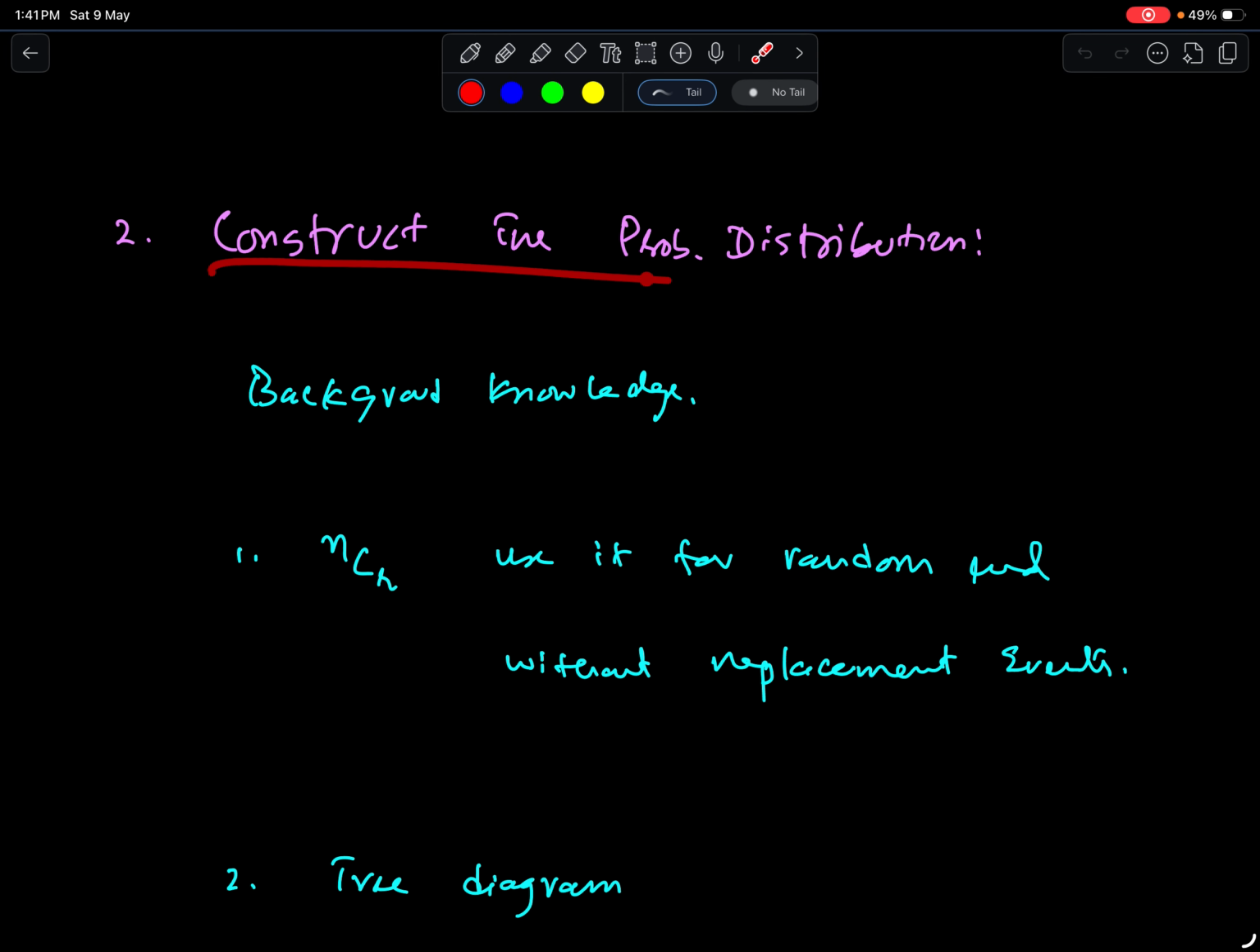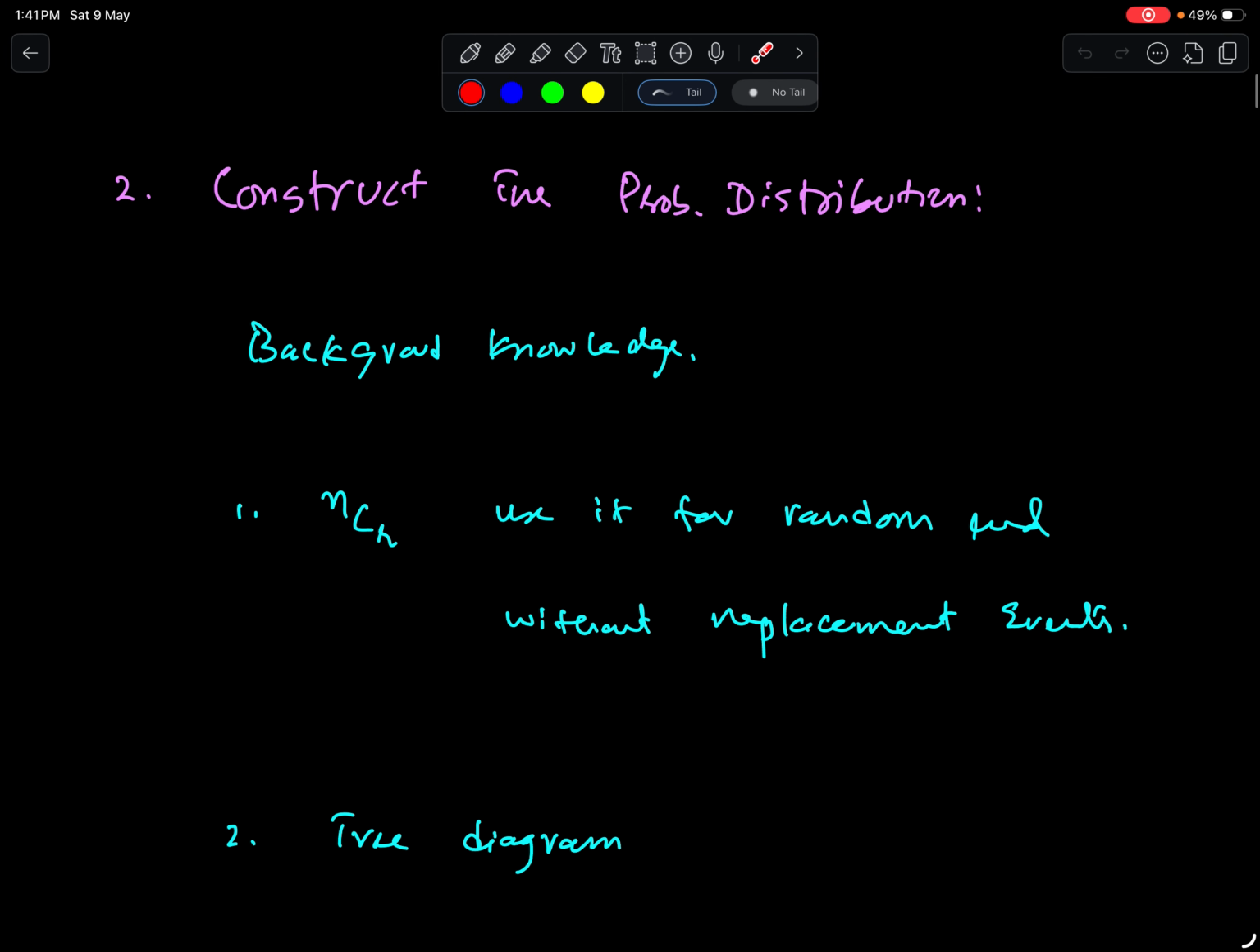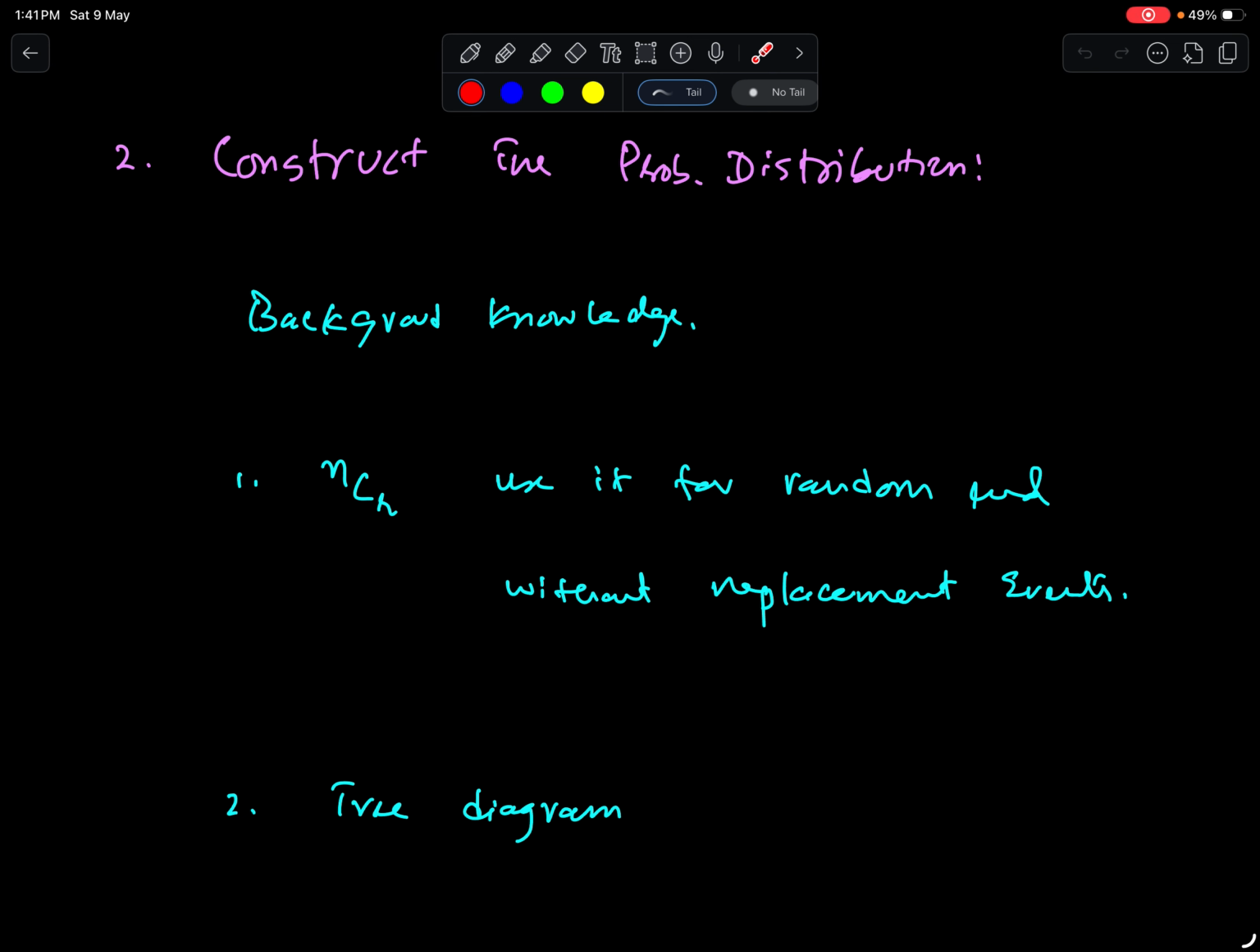Construct the probability distribution. Okay, how to construct probability distribution? We need the knowledge of nCr. We must know how to use nCr. And nCr is used for random and without replacement events only. In probability, if events are random and without replacement, then you can use nCr. For with replacement, you can't use it.